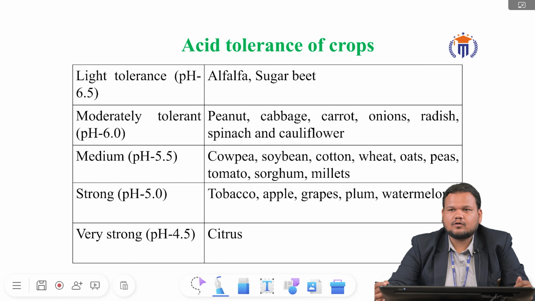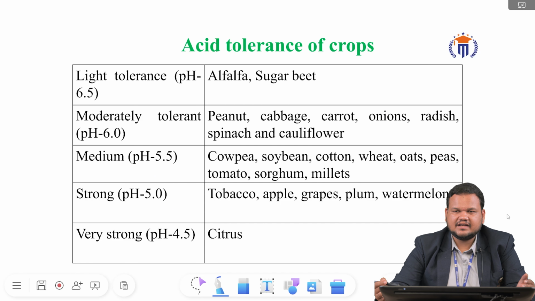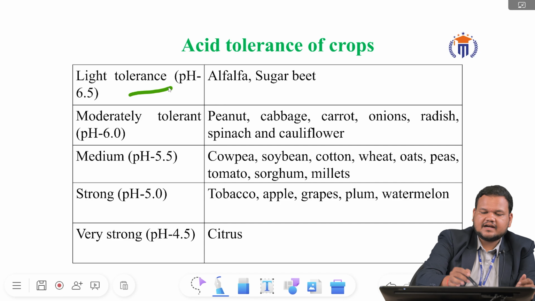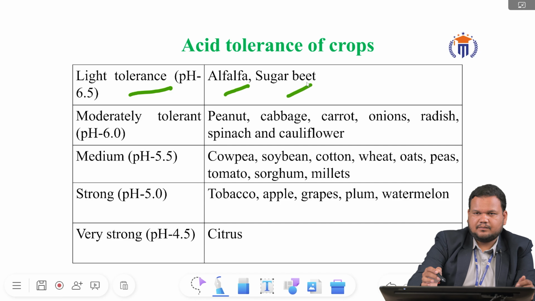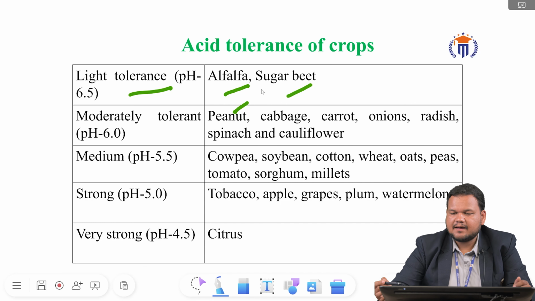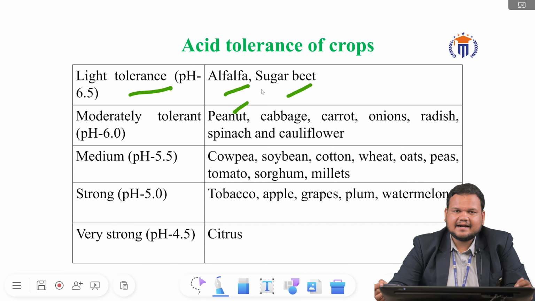And these are the acid tolerant crops. Even at a very low pH, these crops can be easily grown. The light tolerance varieties are your alfalfa and sugar beet, whereas your moderate tolerant crops are your peanut, cabbage, carrot, onions, radish, spinach and cauliflower. Whereas the medium tolerant crops are cowpea, soybean, cotton, wheat, tomato, sorghum and millets.